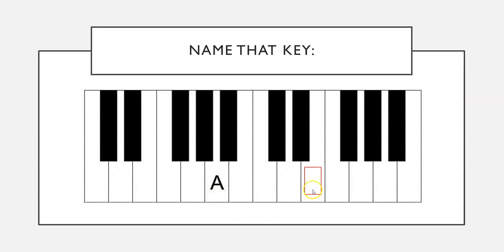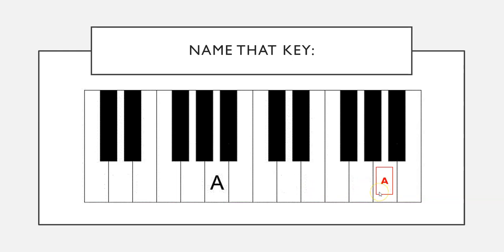A, B, C, D, E. Very good. What about this one? It's a bit further away. A, B, C, D, E, F, G. And after G, we start the alphabet again. So this must be an A.